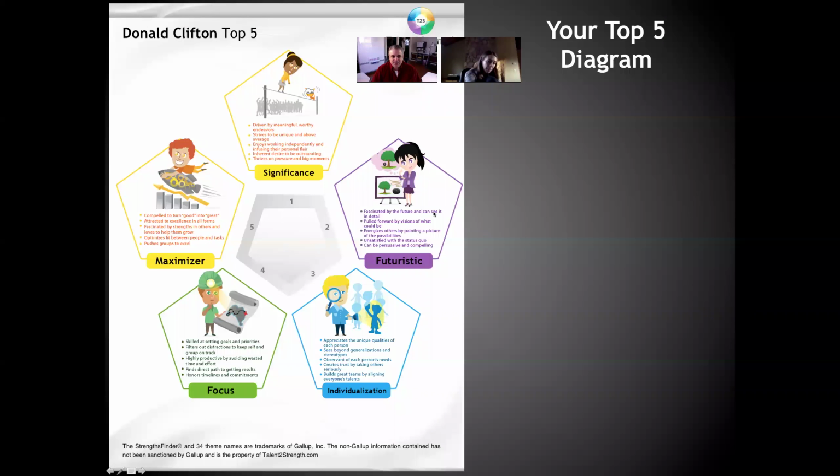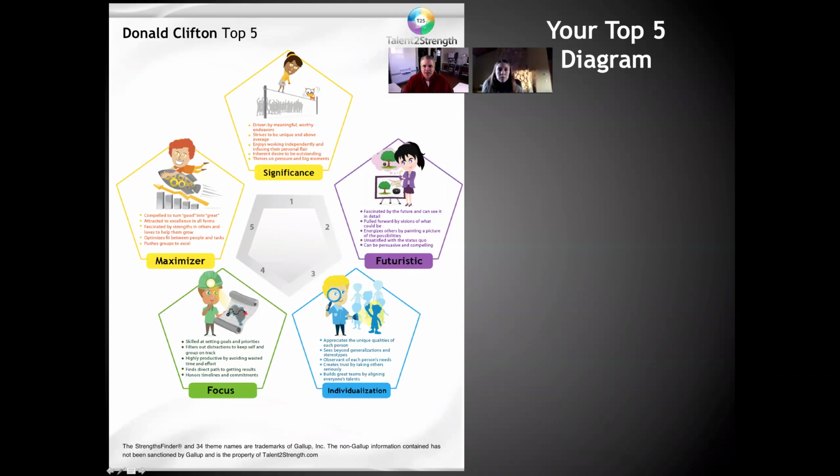All right. So this is the diagram that I make for folks, and Don Clifton's number 1 is significance. And people who have significance, there's something about this theme. For some reason, the wording of this theme makes people kind of cringy because it talks about things like you want to be important in the eyes of others. You want to stand out from a crowd. And in our culture and in many cultures, we have a negative view of that.